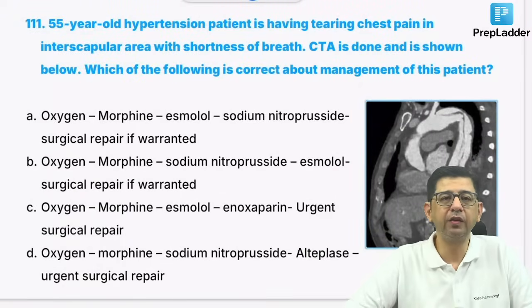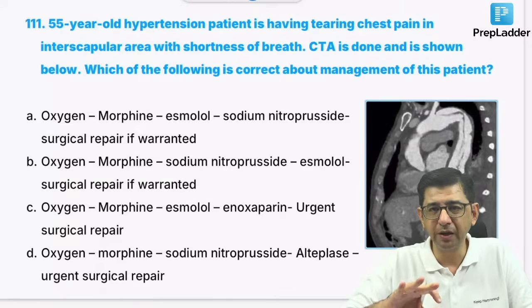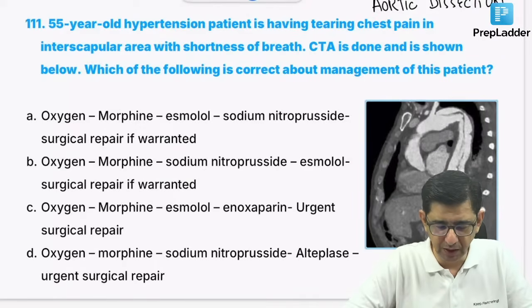Now we have this 55-year-old hypertension patient who's having a tearing chest pain. So mark it. Aortic dissection always comes in a question and always comes in the paper. And we are talking about a live patient now. The question says that this particular individual is having chest pain in the interscapular area.